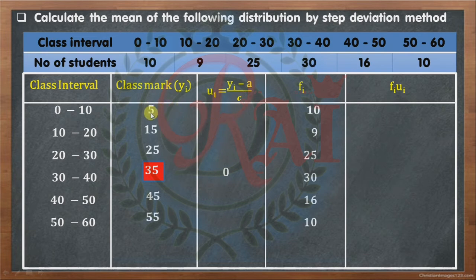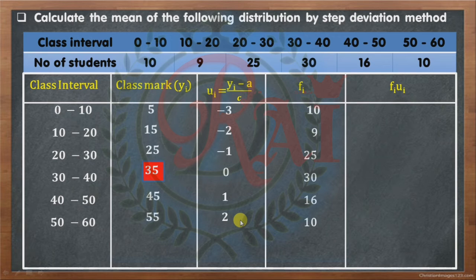The values of yi below this are negative. So yi is 5. 5 minus 35 is minus 30, divided by C, that is divided by 10, is minus 3. 15 minus 35 is minus 20, divided by 10 is equal to minus 2. 25 minus 35 is minus 10, divided by 10 is minus 1. 45 minus 35 is 10, divided by 10 is plus 1. 55 minus 35 is 20, divided by 10 is 2.